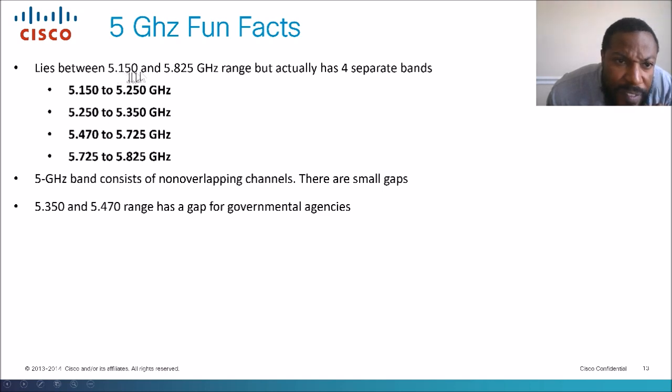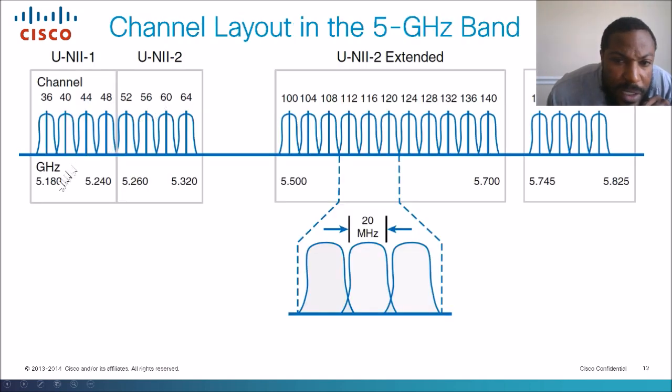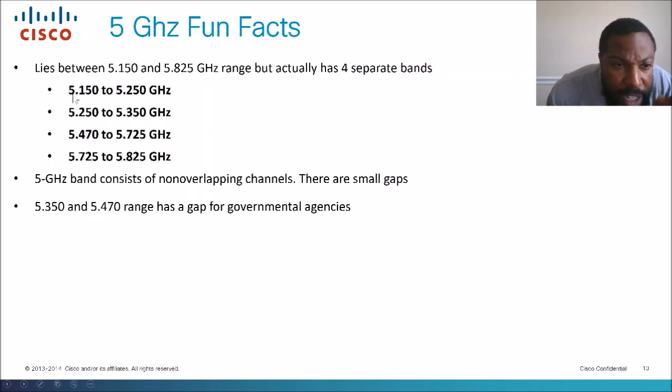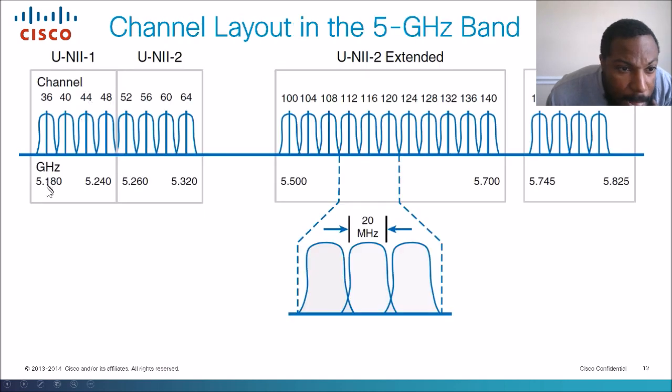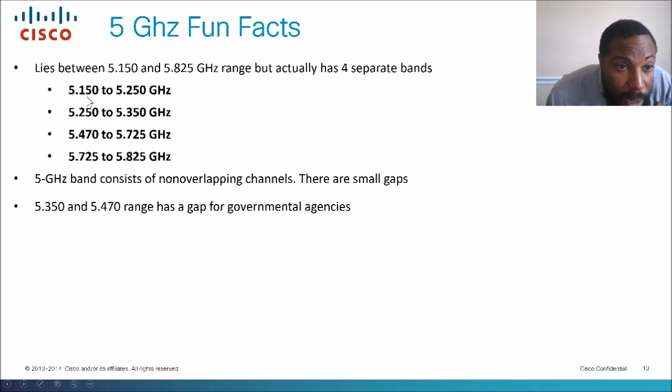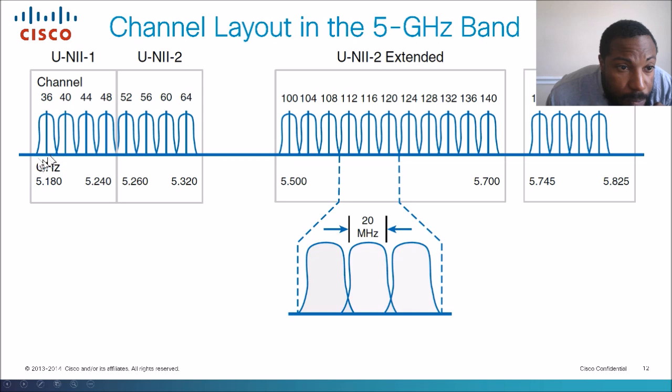If you also notice, these numbers don't quite match up, right? We say 5.150 to 5.825, so that matches up. That's the whole range for 5 gigahertz. But when we talk about the individual bands, we've got the 5.150 to 5.250 gigahertz range, right? But that first channel is 5.180. So that's why you see this little gap right here. It starts at 5.150, but the actual band doesn't start until 5.180, right?